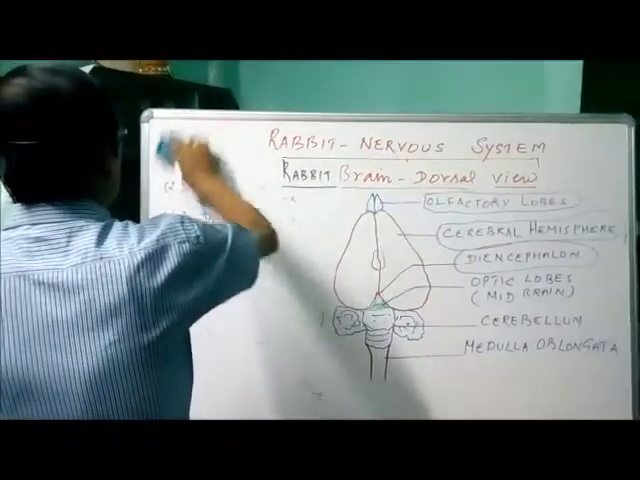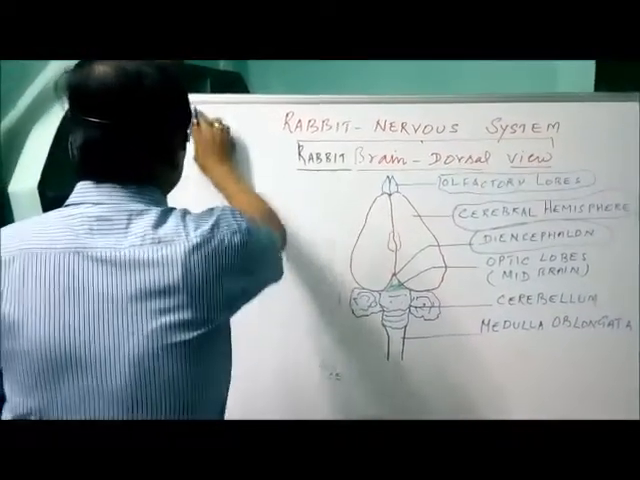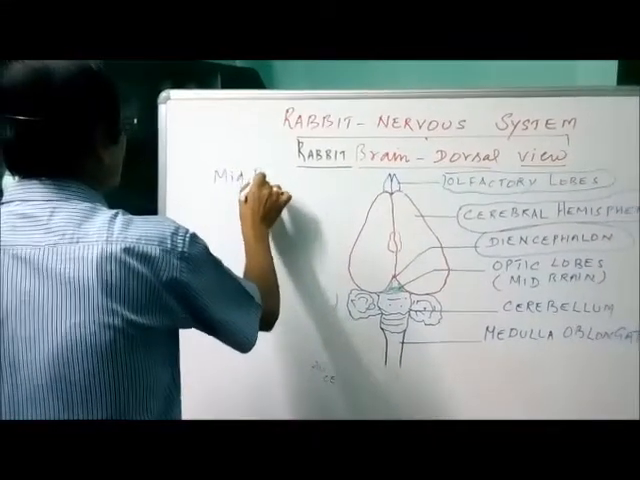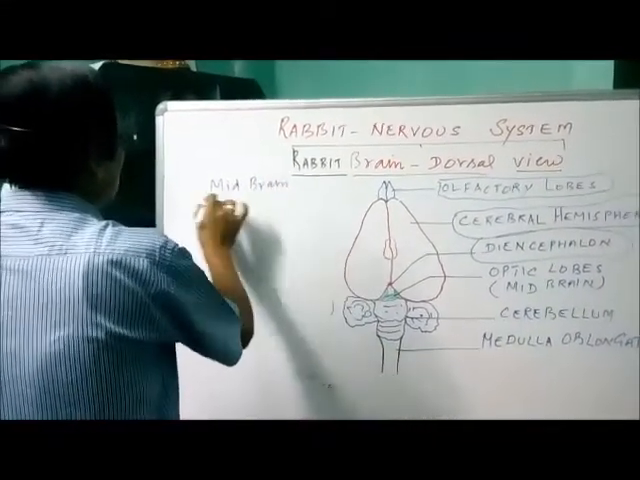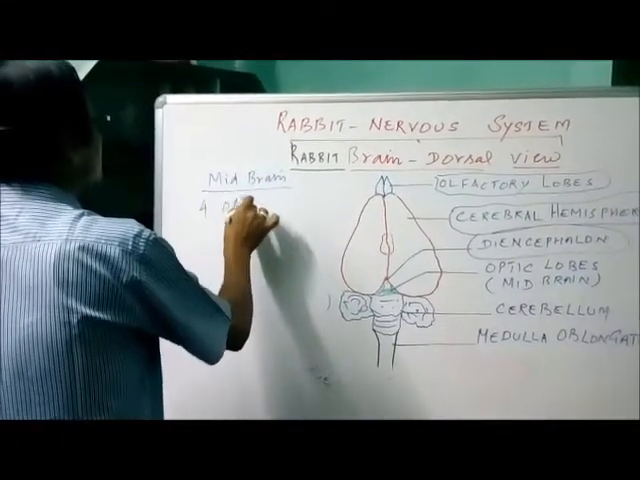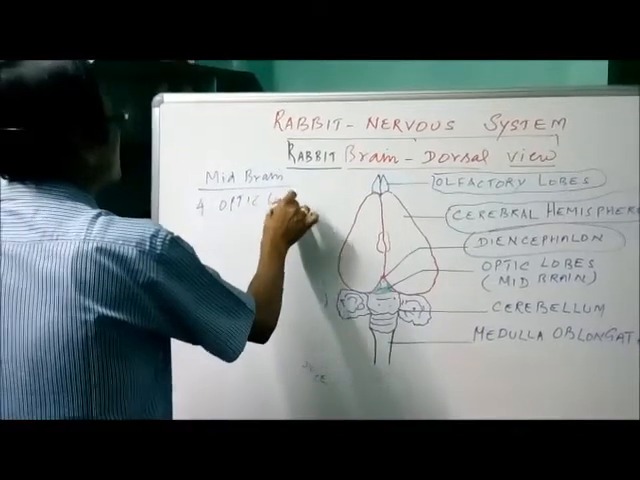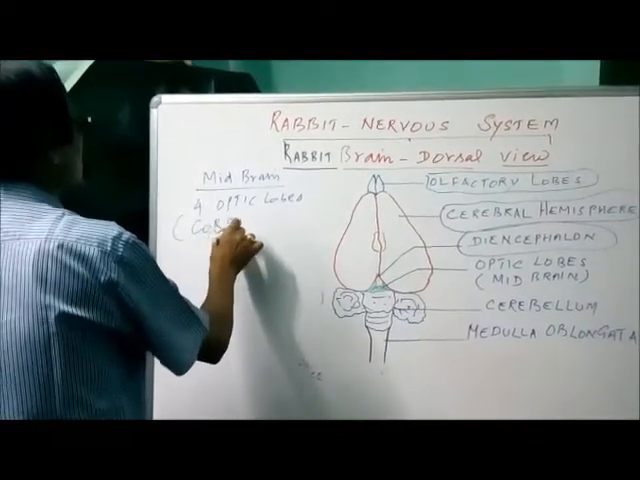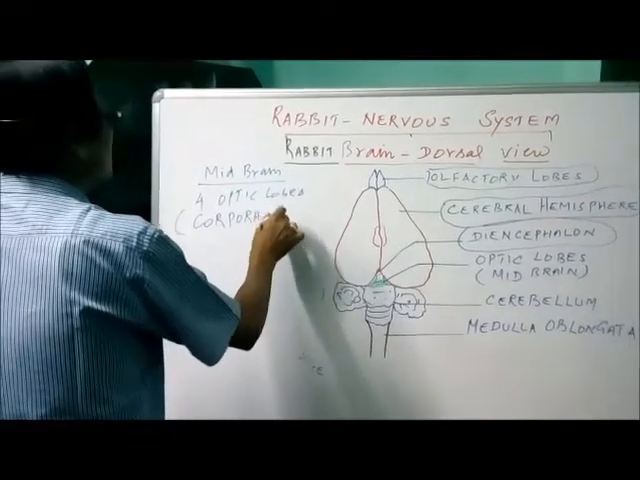Now we have the middle part, the midbrain. What are the components of the midbrain? The midbrain is formed of four optic lobes. Hence it is also called corpora quadrigemina.